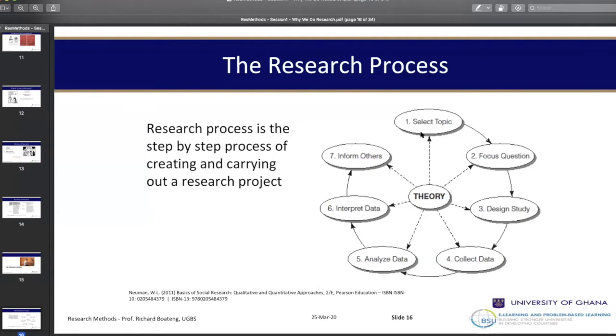So if you're able to make those decisions in number 3, then you can go ahead into number 4 to implement it and collect your data. Number 5, analyze the data. Number 6, interpret the data. And number 7, inform others. So we'll come back to the research process, but let's continue.